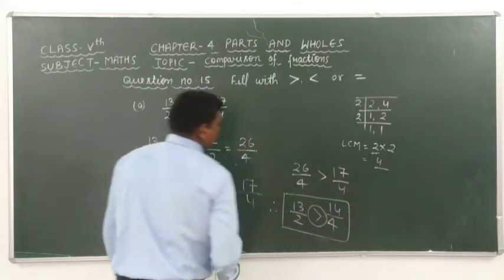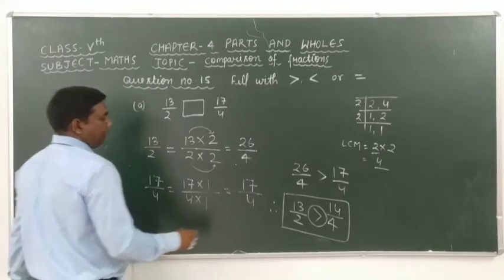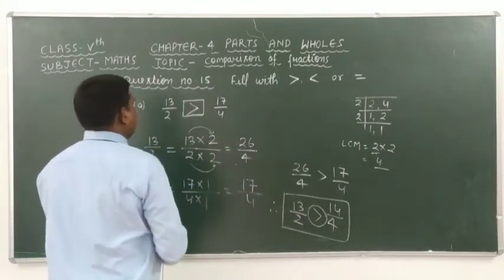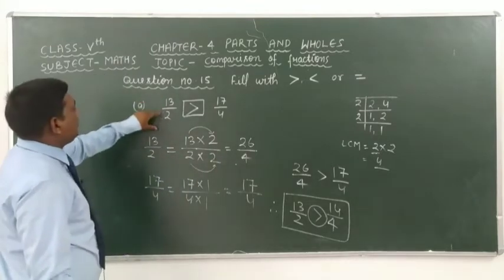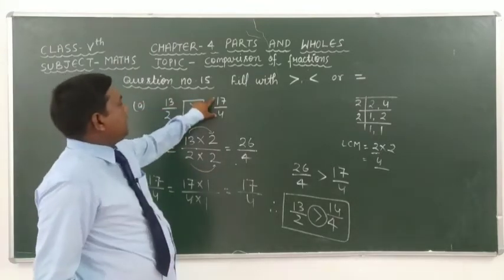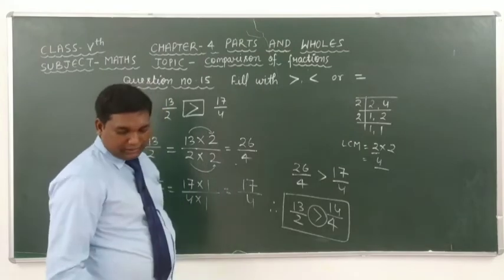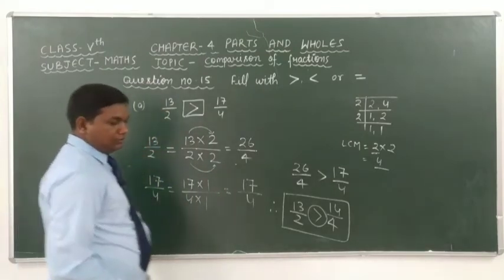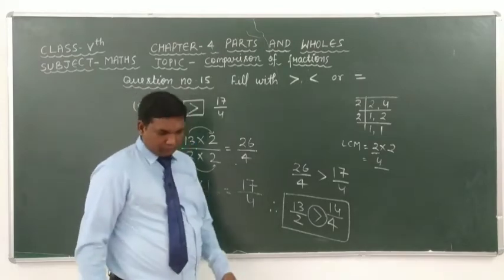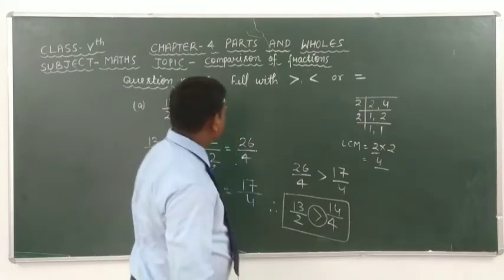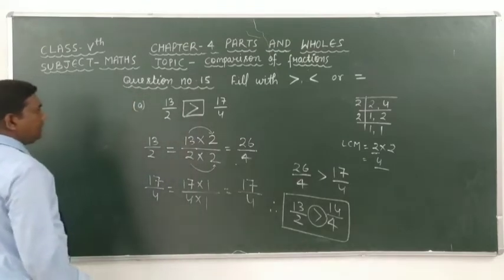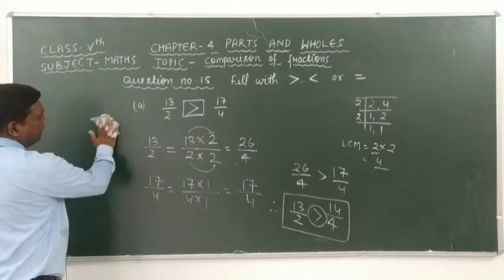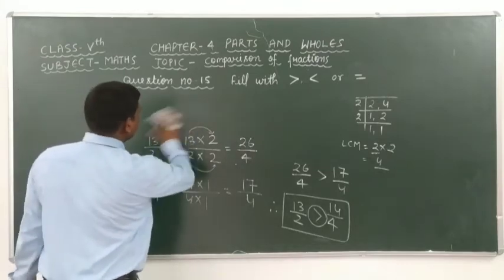Then which symbol do we find here? Greater. Therefore here we have to take the greater than mark. It means that 13 over 2 is greater than 17 over 4. Understand? Similarly, we can solve all given questions with the help of this. Now read this.